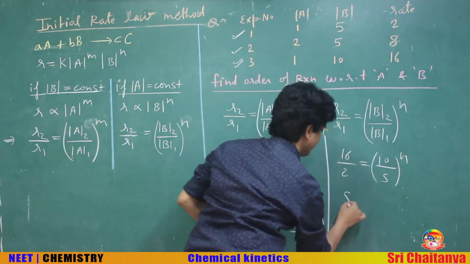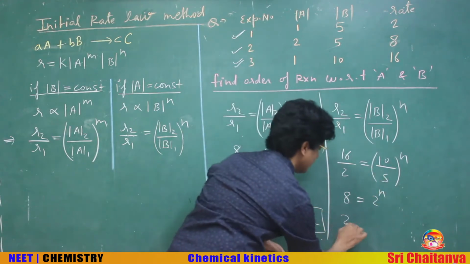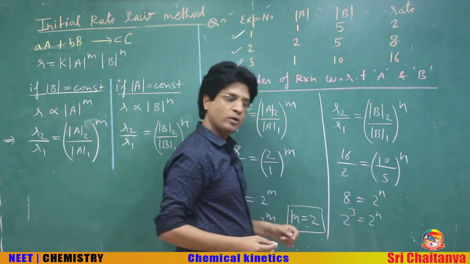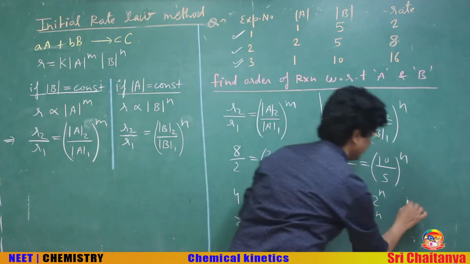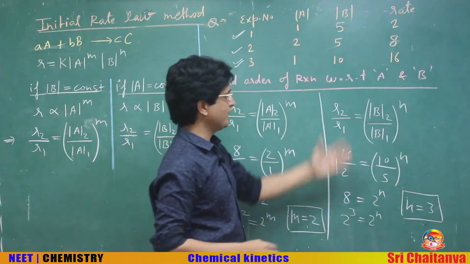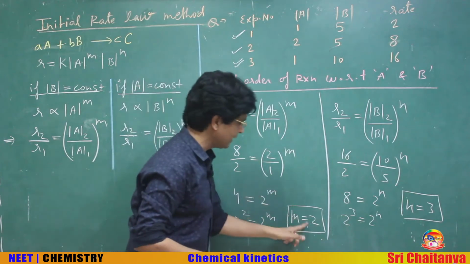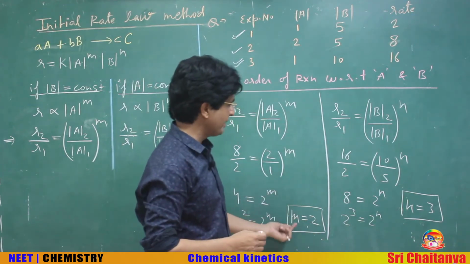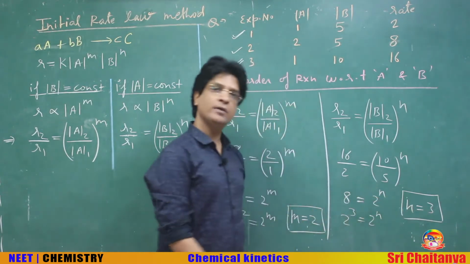Solve it, it will be 8 equals 2 to the power of n. This 8 can be written as 2 cube equal to 2 to the power of n. Now once the base is same, we can equate the powers. So here I can say that n is equal to 3. So order of reaction with respect to B is 3. Order of reaction with respect to A is 2. Overall order, if they ask you, will be the summation of m and n. 2 plus 3, overall order will be 5.